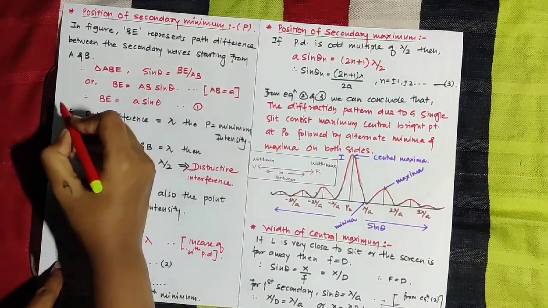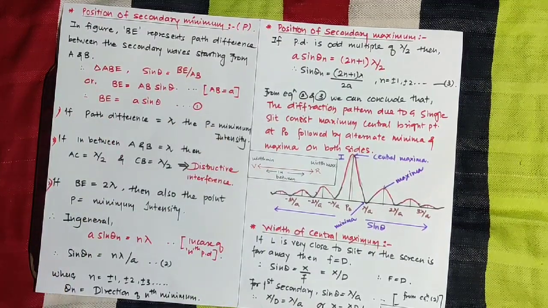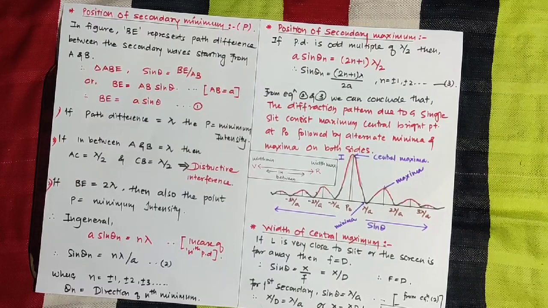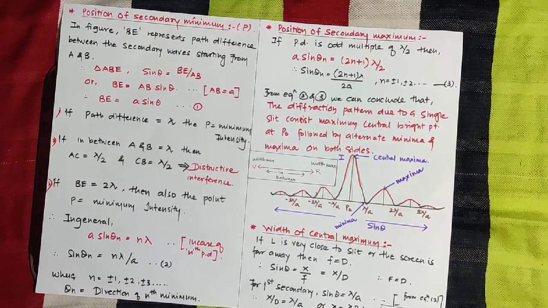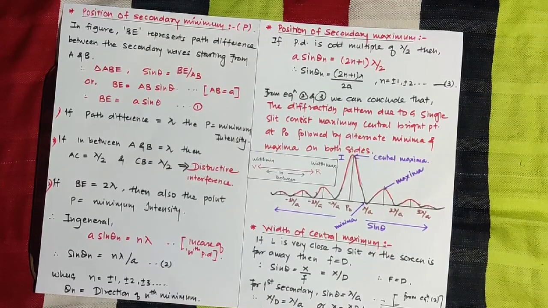The first case is, this is your first case, this is your second, and that is your third case. So what is the first case? If the path difference, which is BE, is equal to lambda, which is the wavelength of light used, then P will be a point of minimum intensity, and because of that, the whole wavefront can be considered to be two halves, CA and CB.